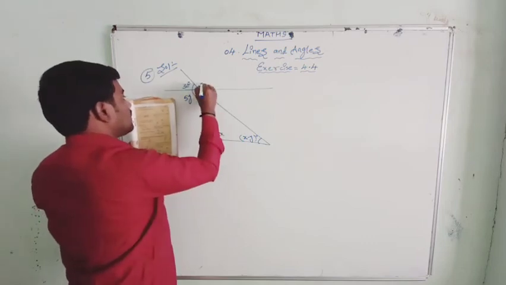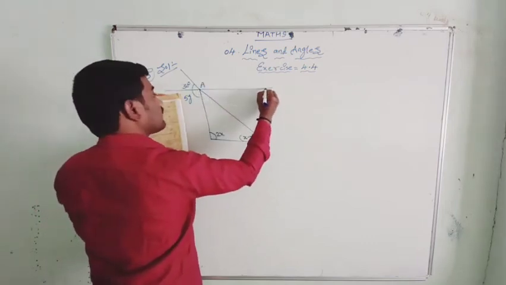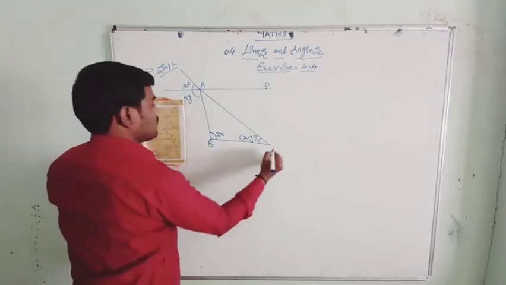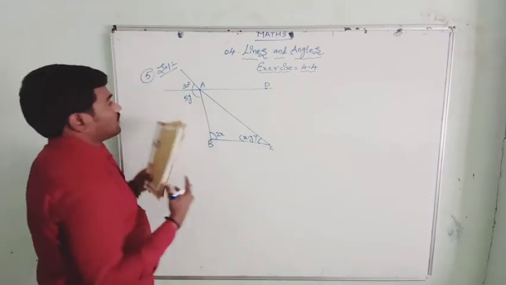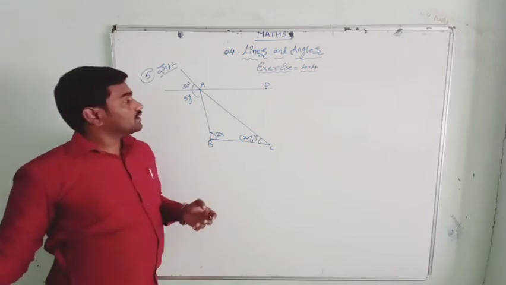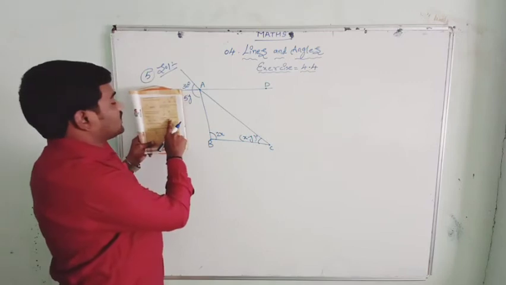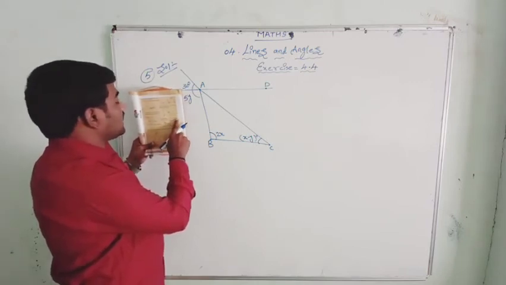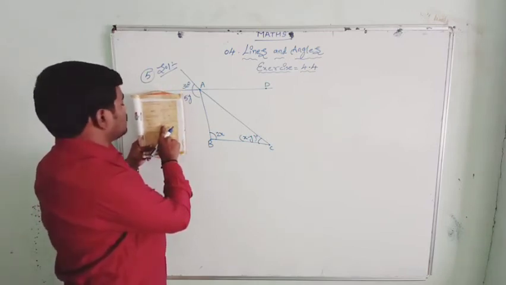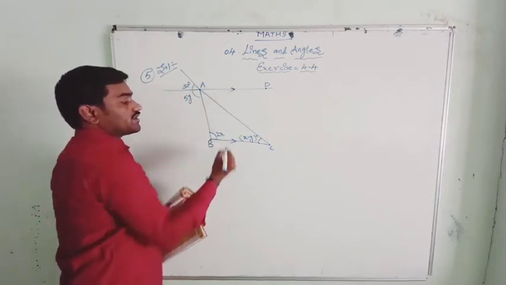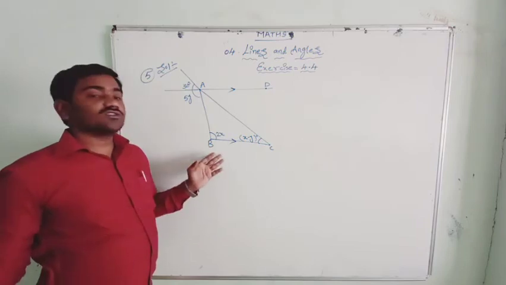So here A, and this is D, and this is B, and this is C. Okay. Now let's see the question: find the values of x and y for which the lines AD and BC become parallel. AD and BC become parallel. Then find the values of x and y.